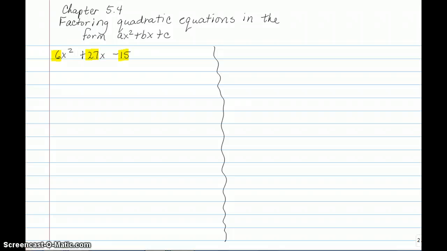So we are going to factor out a greatest common factor. And that greatest common factor is going to be 3. So we're going to factor out a 3. And then we say 3 times what gives me 6? It's 2, so 2x squared. 3 times what gives me 27? That's 9x. 3 times what gives me 15? That's going to be 5, so minus 5.